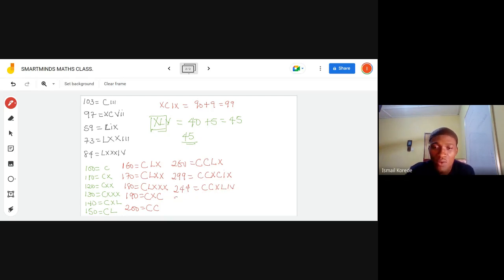Okay, let's write 268. 200 is CC. 60 is LX. Then 8 is, yes, you guessed right, VIII. So you can see CC, that's 200. LX, L is 50. X is behind it, so we are adding now. So 250, 260, 265, 266, 267, 268.